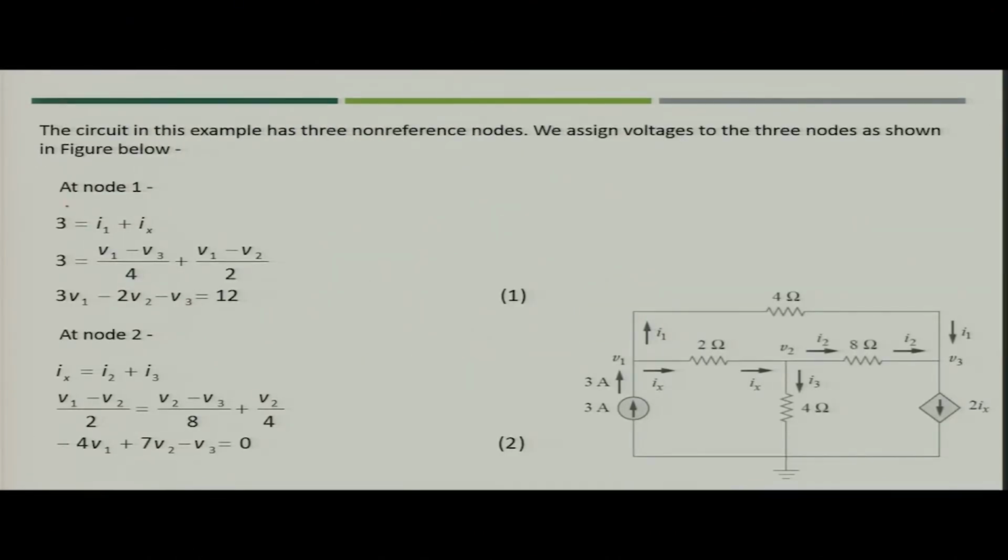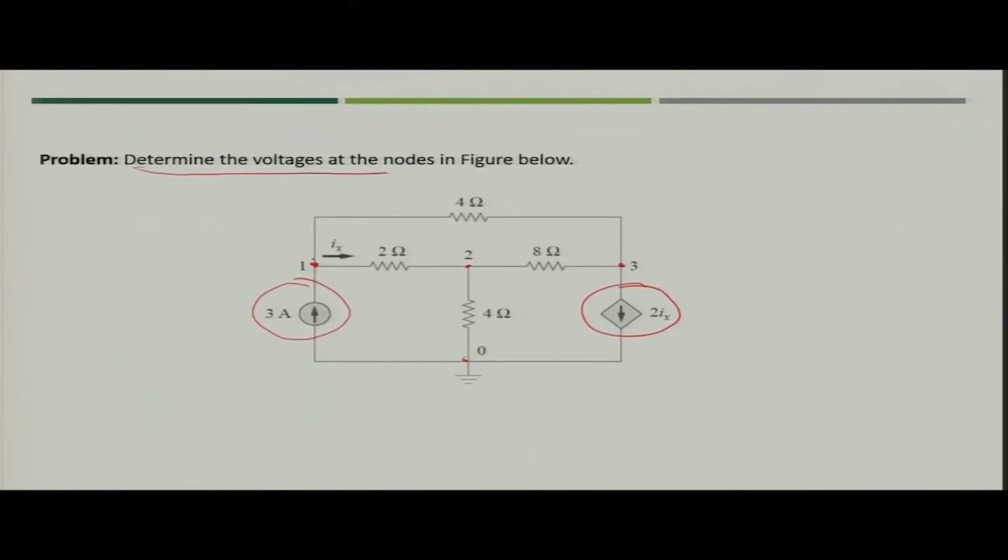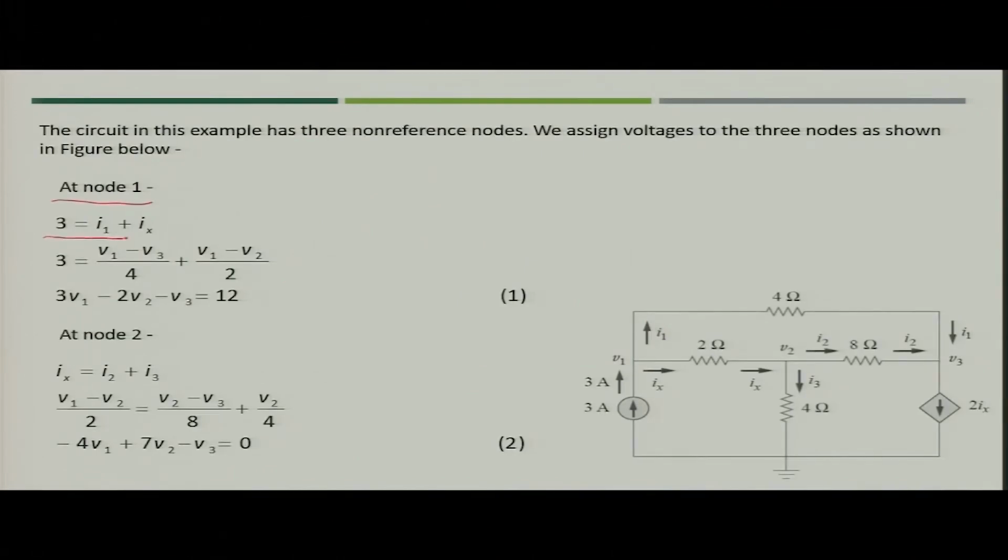What will you get from node 1? In case of node 1, say this current is Ix, this is I, and this you may take as another value, I1. So, what will happen is that you can simply write that 3 ampere current is going in and I1 and Ix are going out. So, you will write I1 plus Ix.